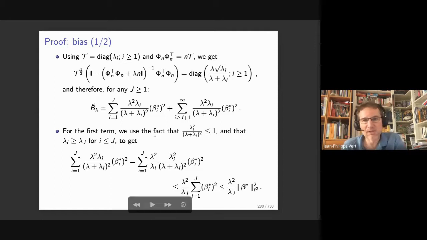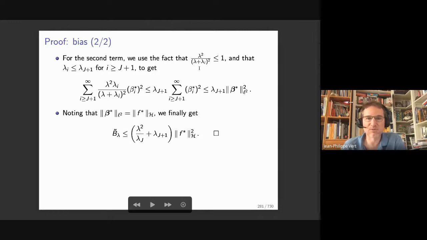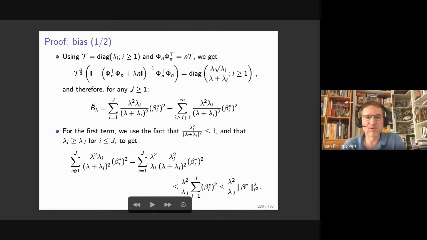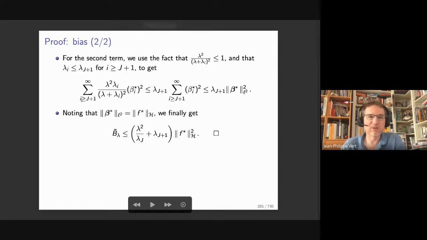Okay. So the upper bounds, check them. They are based on very simple things, and they give you one upper bound for i between 1 and j, then another upper bound for i larger than j plus 1. And when you combine the two upper bounds, you finally get the upper bound on the bias.